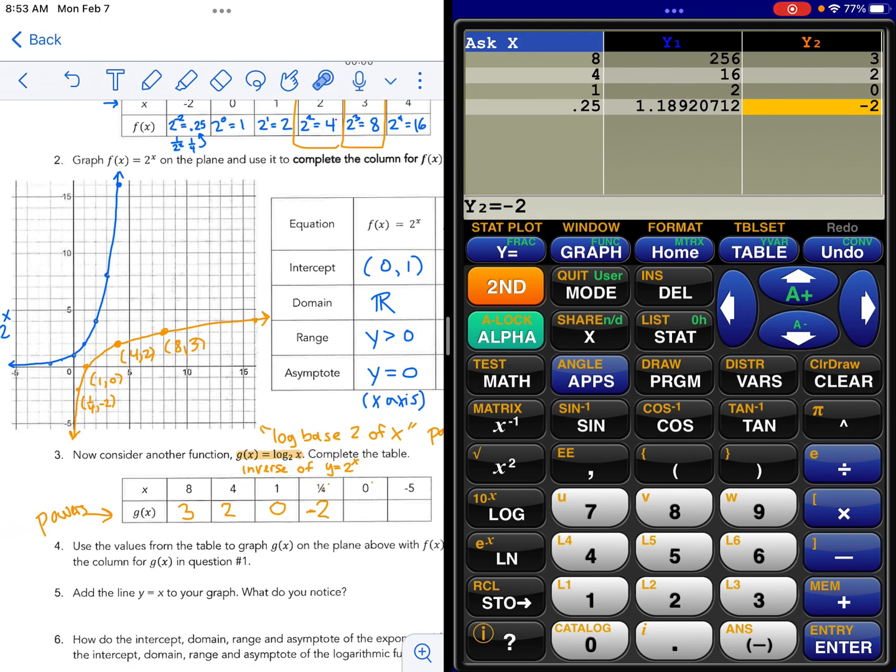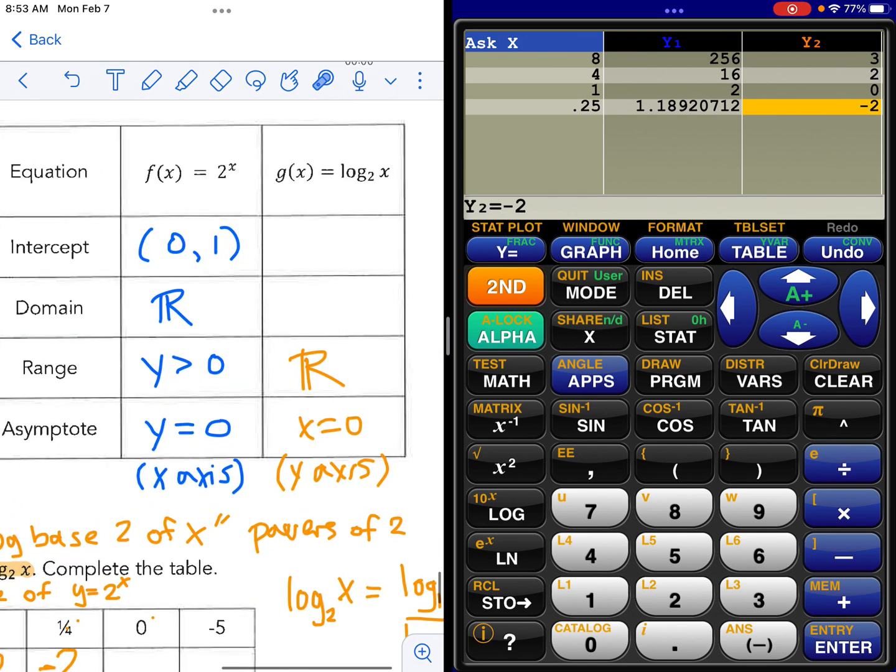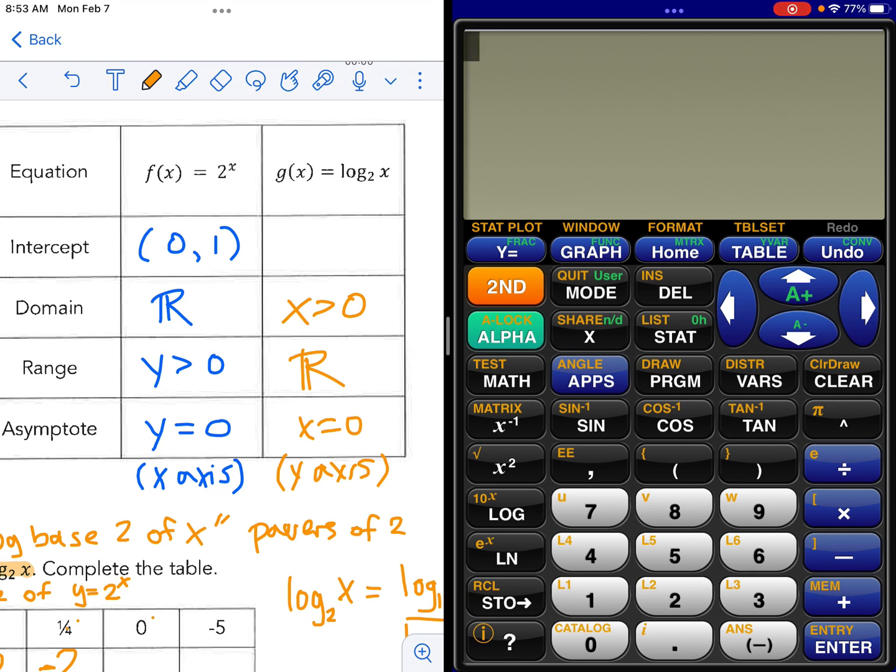And notice the domain, the x values. The x values are just these positive x values. So the range is now x greater than 0, which means I can't have any negative x values. So think about that. And I'm going to show you that in this mode here.